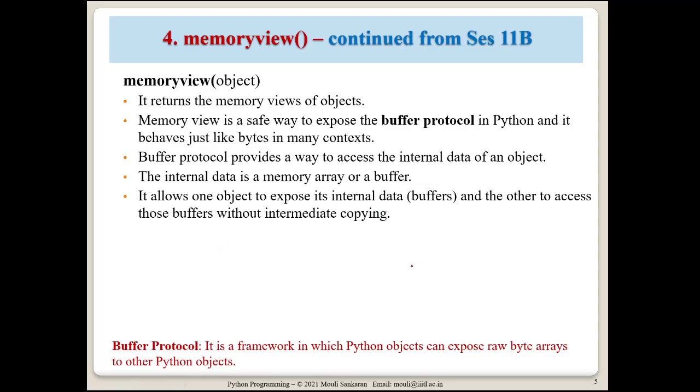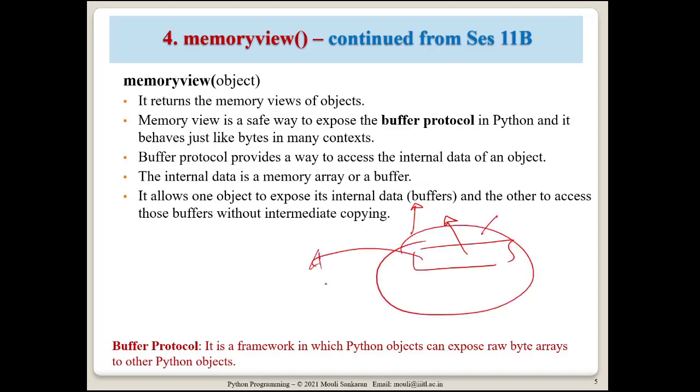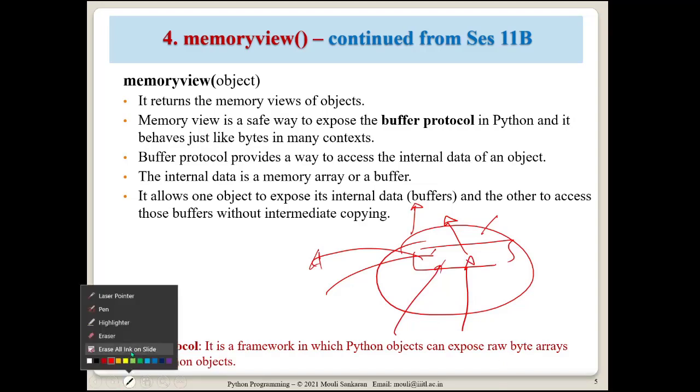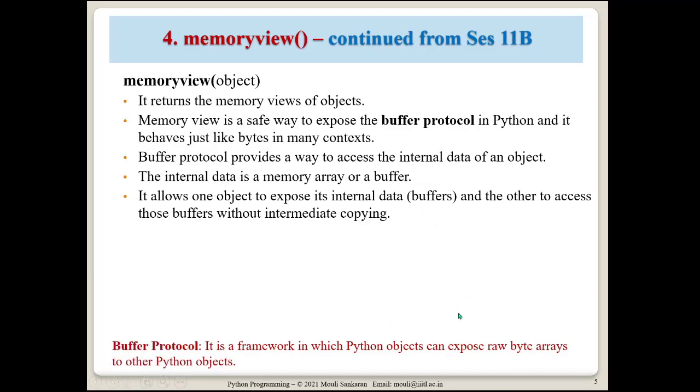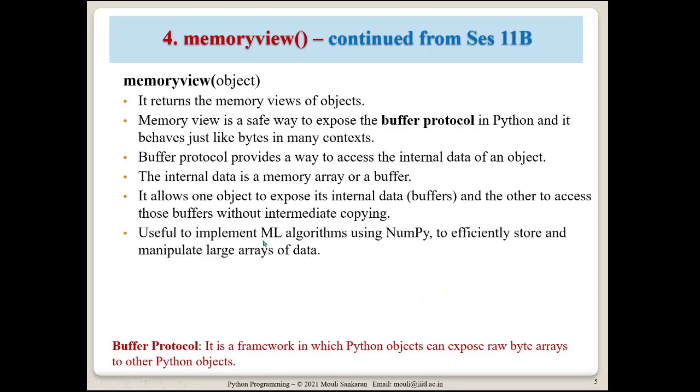So if you want some other object to manipulate a particular content of an object, you can pass this memory view, and then those objects can easily change those contents without making multiple copies. It's a more efficient way of handling updates to the data being held in an object. So it is useful to implement machine learning algorithms using NumPy, to efficiently store and manipulate large arrays of data.